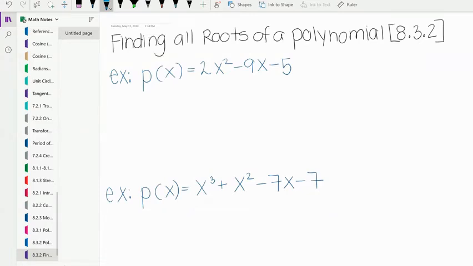We're going to continue in section 8.3.2, but what we're going to look at now is finding all of the roots of a polynomial, and we're going to use some of those theorems to help us. So finding all of the roots just means finding all of the x-intercepts. So the first one's easy because it's a quadratic.